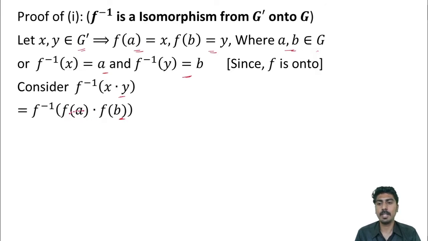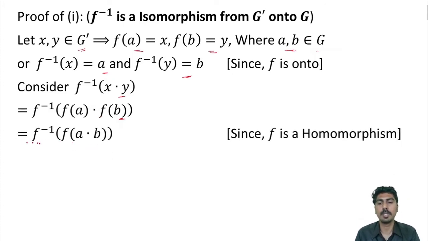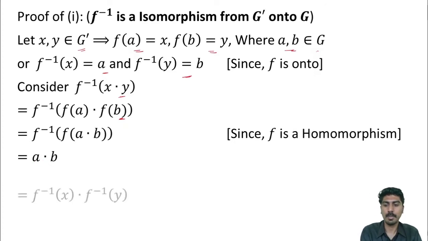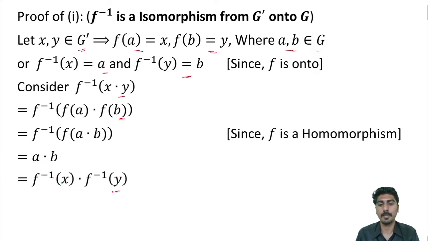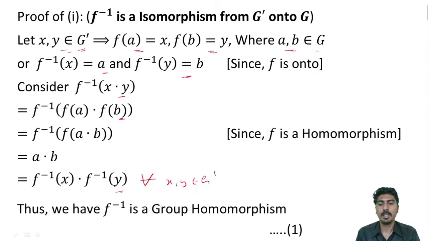But since f is a homomorphism, this can be written as f of ab. So this is equal to f inverse of f of ab. If we cancel f inverse and f, we get ab, where a is f inverse of x and b is f inverse of y. We have shown that f inverse of x into y is equal to f inverse of x into f inverse of y. Since x and y are arbitrary, this is true for all x, y belongs to G dash. Hence, f inverse is a group homomorphism. Let me take this statement as 1.